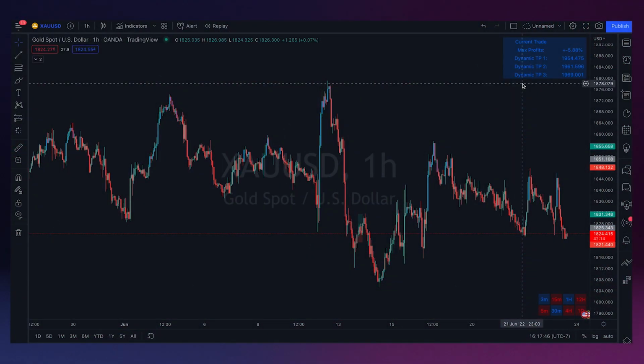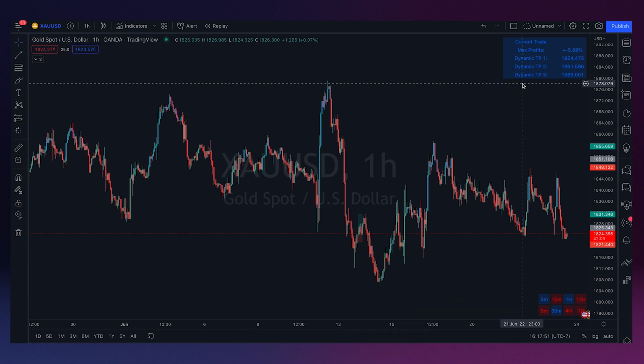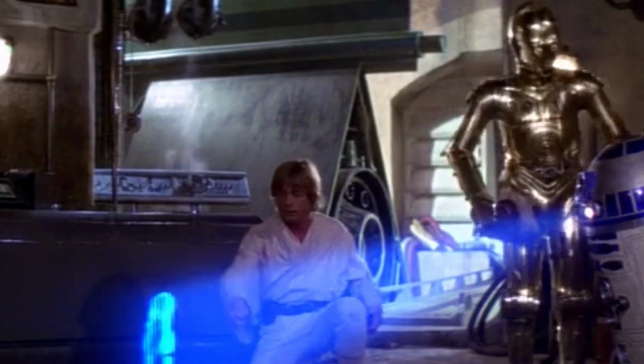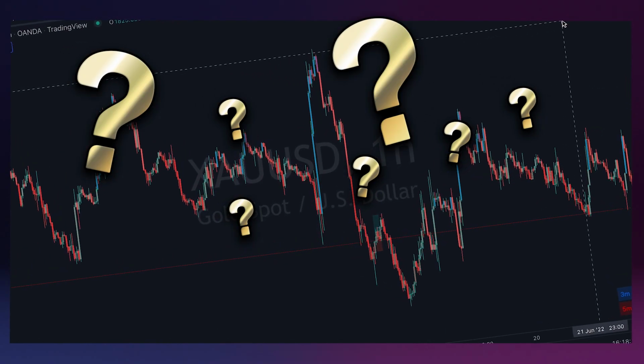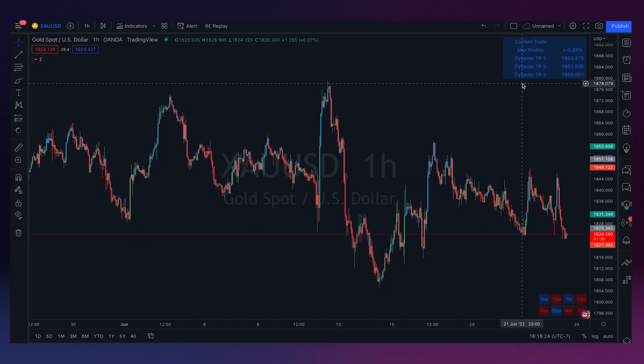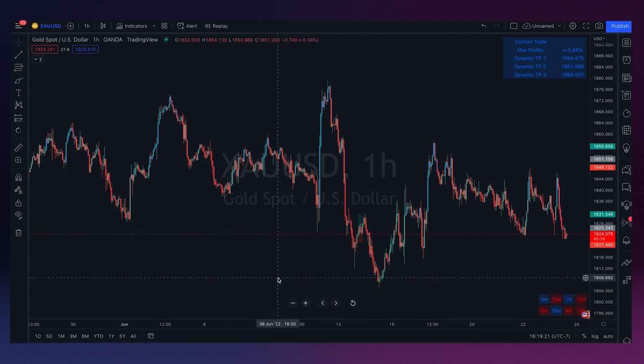All right, so here we are on the 1 hour chart on XAU USD, and I'm going to use this chart to explain what is support and resistance. This is more going to be for the new traders who want to understand what support and resistance is. So if you already know what it is and want to skip straight to the part where I show how to use auto support and resistance with Trusted Signals, then just fast forward to the time code you see at the bottom of the screen here. As for the rest of you, let's go ahead and continue.